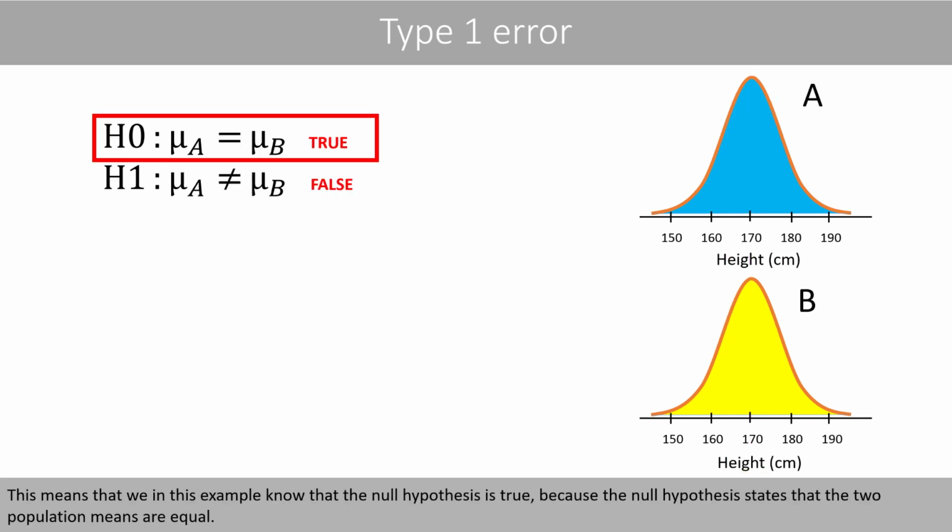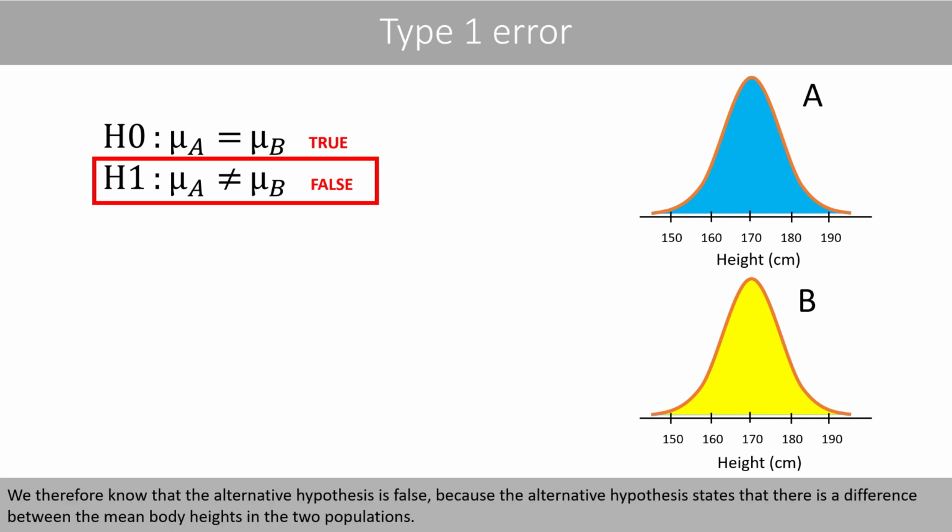This means that we in this example know that the null hypothesis is true, because the null hypothesis states that the two population means are equal. We therefore know that the alternative hypothesis is false, because the alternative hypothesis states that there is a difference between the mean body heights in the two populations.